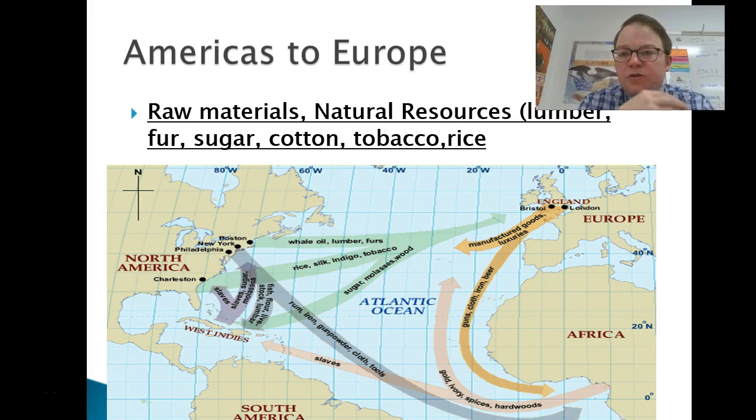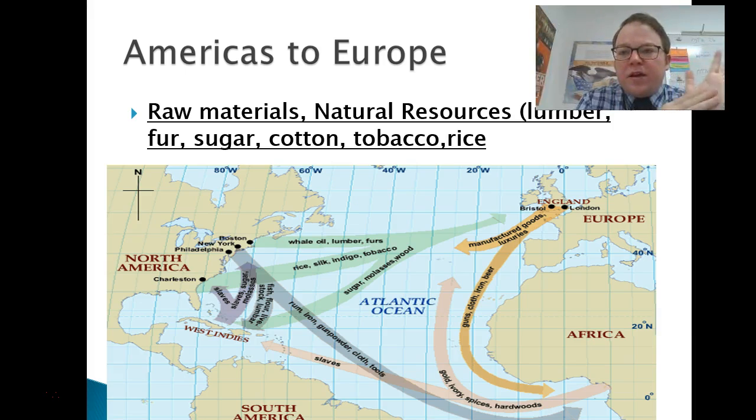It's going to want raw materials, or a vocabulary word that we've been using, natural resources, right? Lumber, fur, sugar, cotton, tobacco, rice. All sorts of different types of things. As you can see from the map, they got a lot of different natural resources from different areas of colonies.